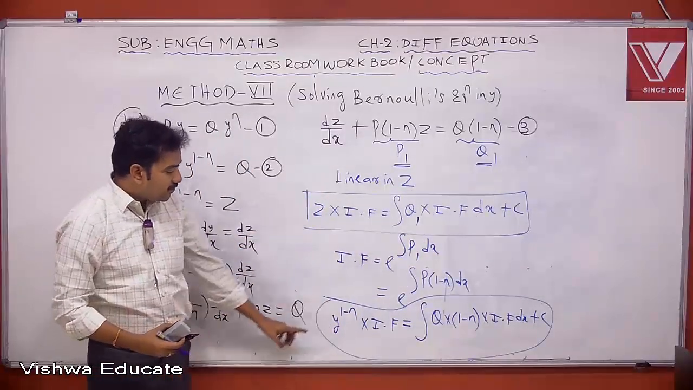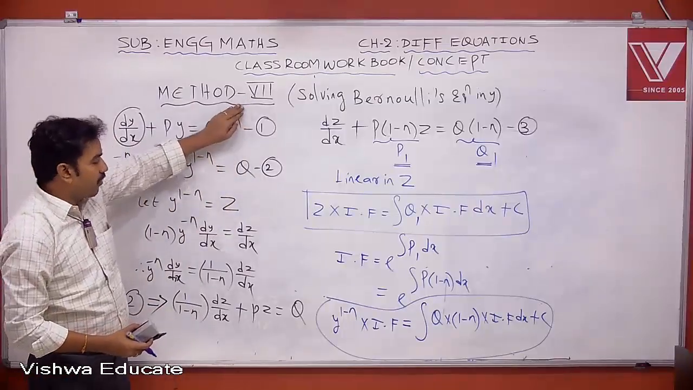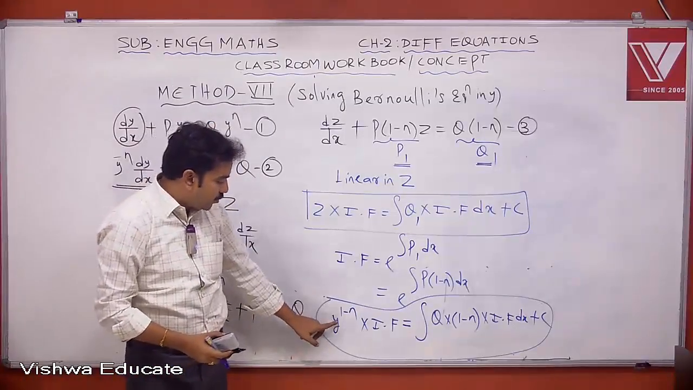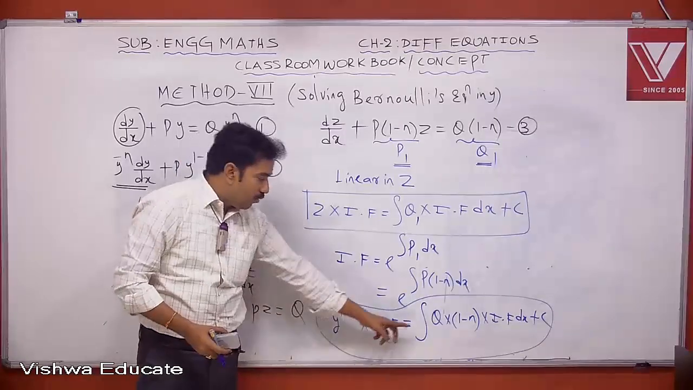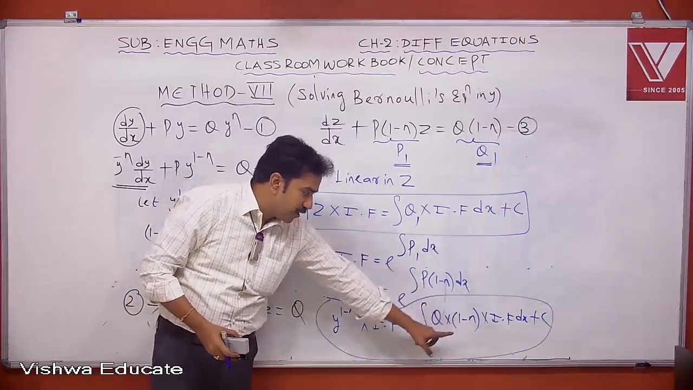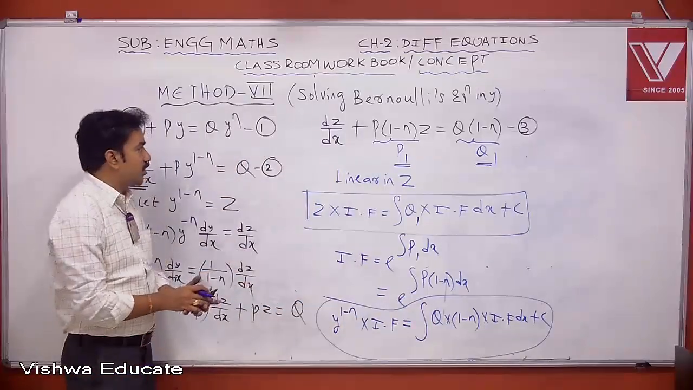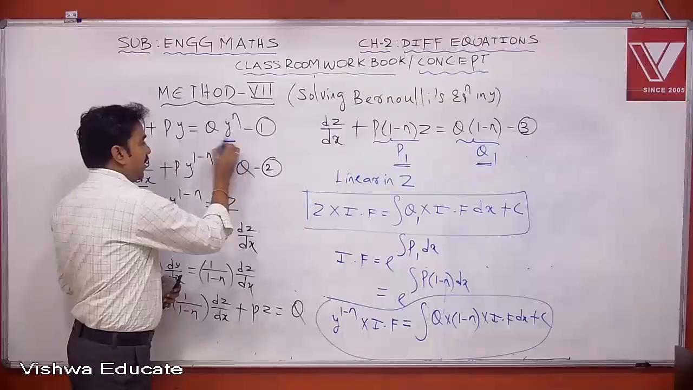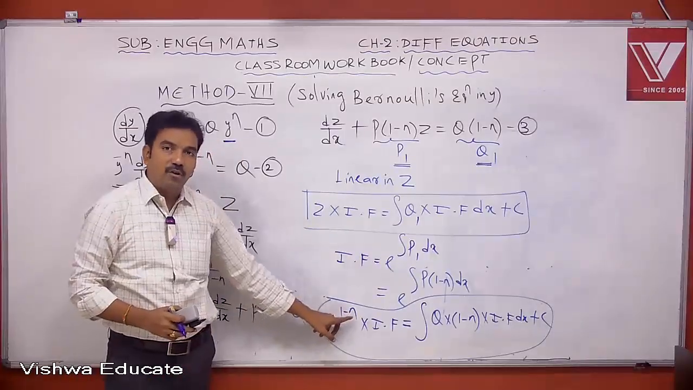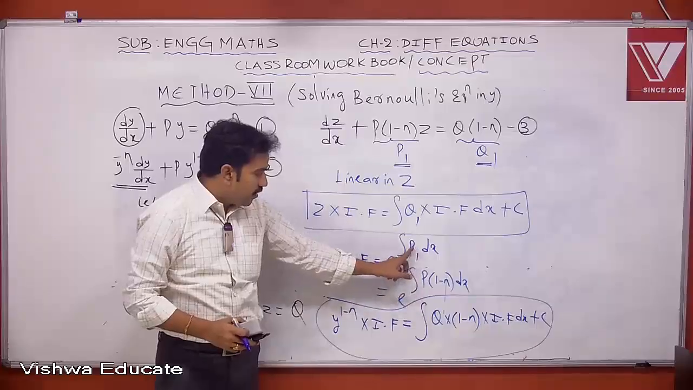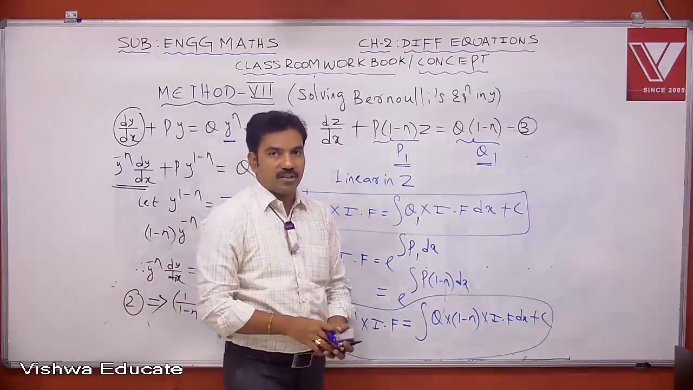Now you can see, if I don't have this y power n, my general solution is y into I.F. equals integral Q into I.F. dx plus c. I won't get this 1 minus n. See why we got this 1 minus n extra? Because of this y power n. Because of this y power n, y is replaced by y power 1 minus n. P is replaced by p into 1 minus n. Q is replaced by q into 1 minus n.